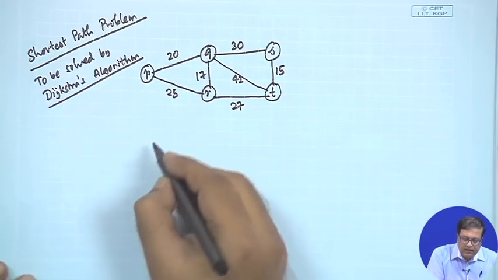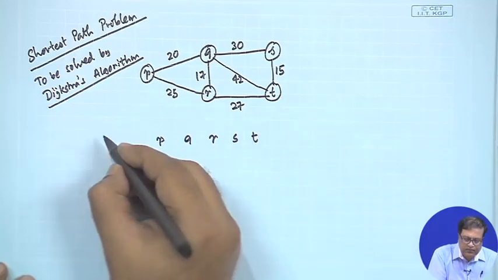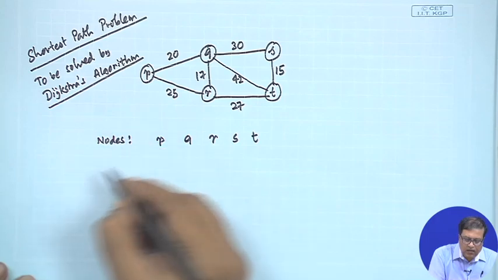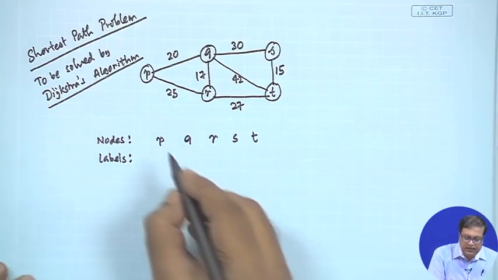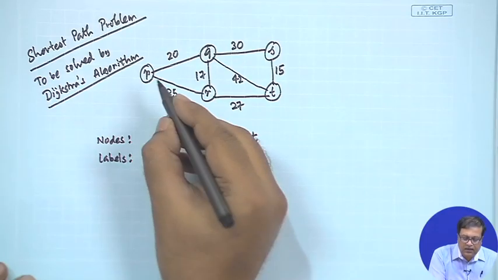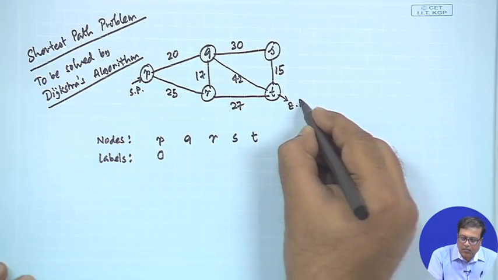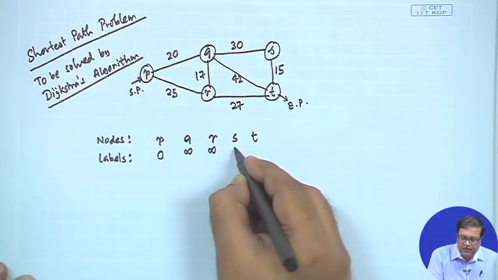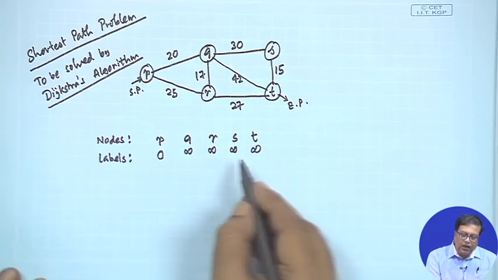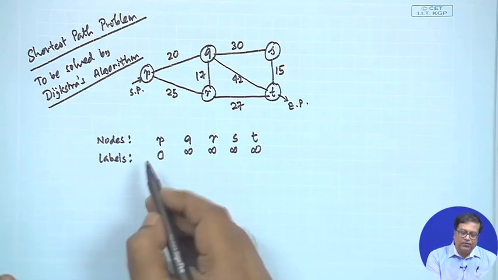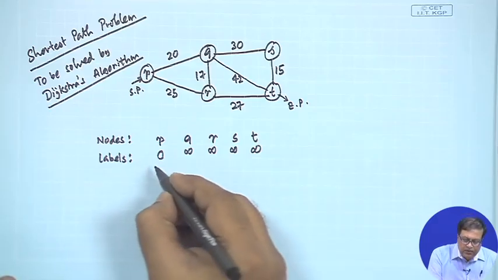Initially we assign certain labels to these nodes. These are our 5 nodes, and here we put some labels. What are these labels? Initially we put 0 at the starting point, and this is the ending point. That means initially the P to P distance is 0 and P to the other points the distances are infinity. That is where we begin, and since P is the starting point and its distance is 0, we make it permanent.